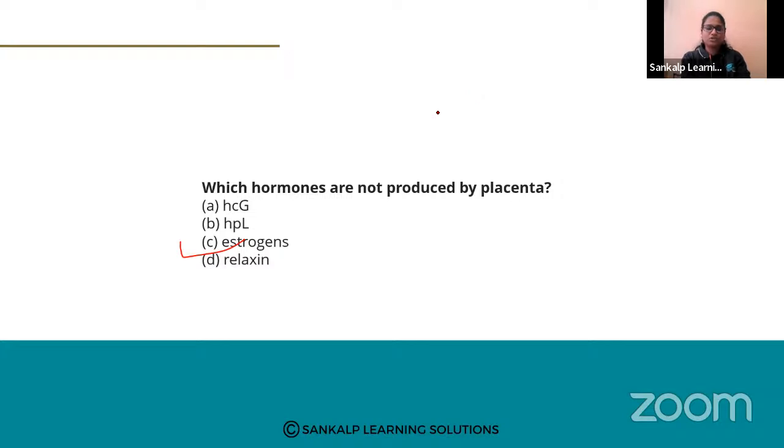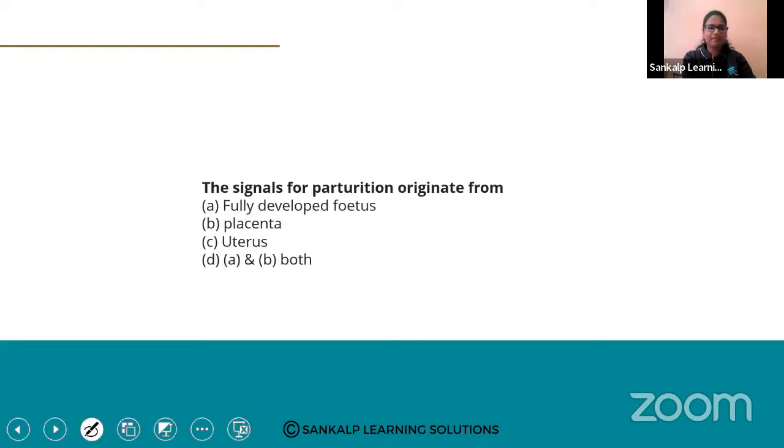Next question goes like this, guys. The signals of parturition originate from: fully developed fetus, placenta, uterus, A and B both. Parturition means the process of giving birth to a baby. So from where do the signals originate?